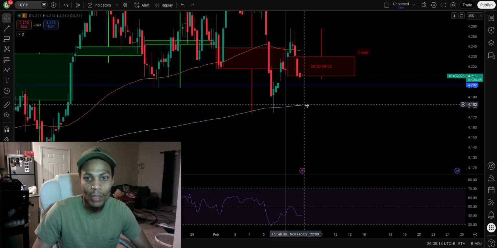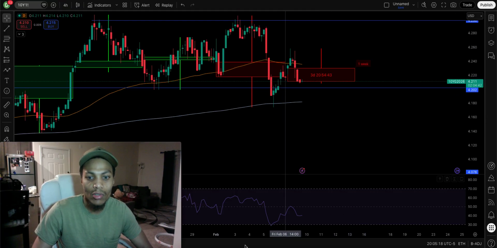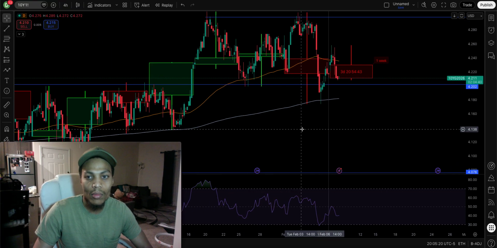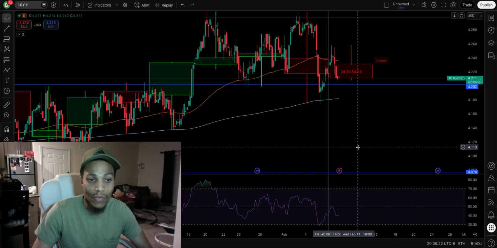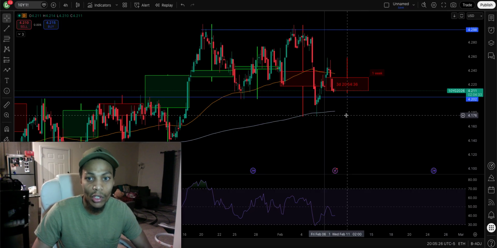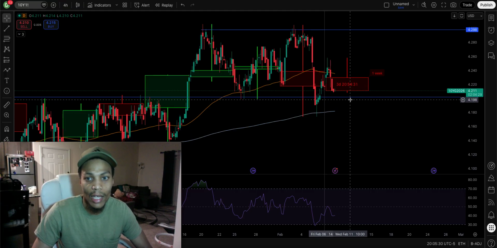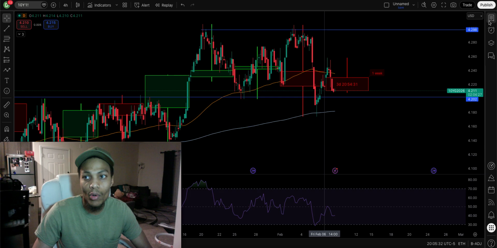If yields break below here, this will be a clear sign to see yields continue to push down lower, which is good for gold, to support gold going back up higher. If you're on the buying side, you want to see yields push down lower, because that strengthens gold even more.